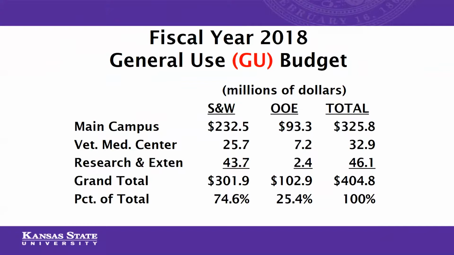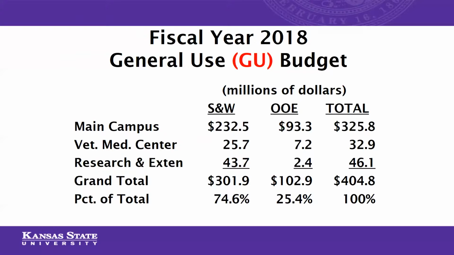So if you want to take a look at the GU budget, where's most of our money tied up? You can see I broke it out by the different sub-agencies, and between salaries and wages and OOE, those two different buckets that we talked about earlier. But you can see down at the bottom of our total GU budget of $404 million, approximately 75% is tied up in salaries and wages, is tied up in people. And then the other 25% is OOE.